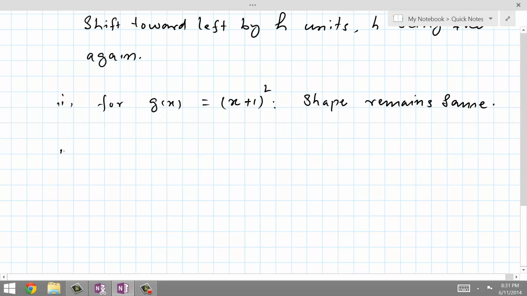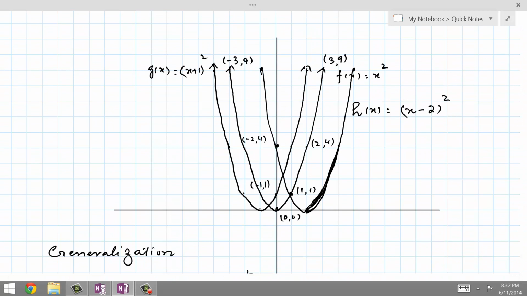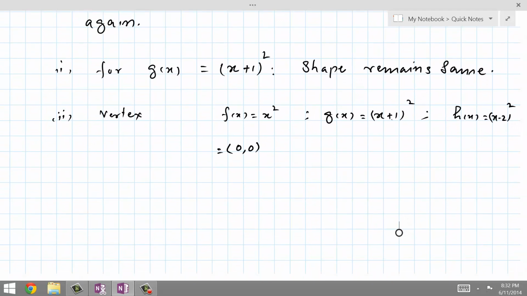And now number 2, we are going to take a look at the vertex. The vertex for f of x, which was equal to x square, g of x, which was equal to (x plus 1) whole square, and h of x, which was equal to (x minus 2) whole square. The vertex for f is 0, 0, we know that. And for g of x, which moved toward left by 1 unit, its vertex is now minus 1, 0.